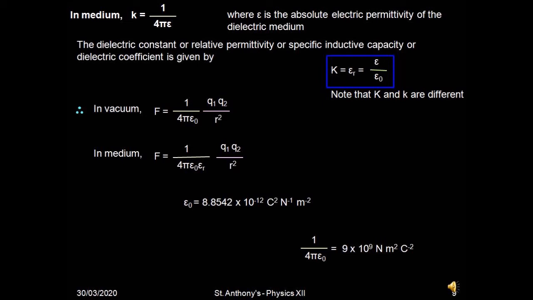Now after putting the K value in the force formula, we can get the force formula in two ways. If the medium is vacuum, then the force, which was K Q1 Q2 upon R square, will become 1/4 pi epsilon 0 Q1 Q2 upon R square, because we have put here the value of K. In the same manner, in some other medium, the force formula will become 1/4 pi epsilon, and in place of epsilon, by the ratio formula we can put epsilon 0 into epsilon r, into Q1 Q2 upon R square. So this way we have two force formulas.